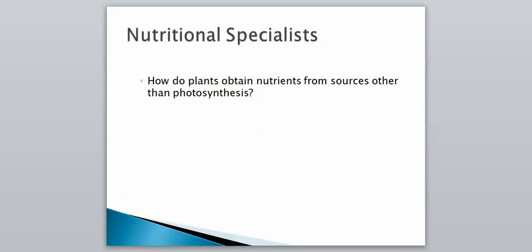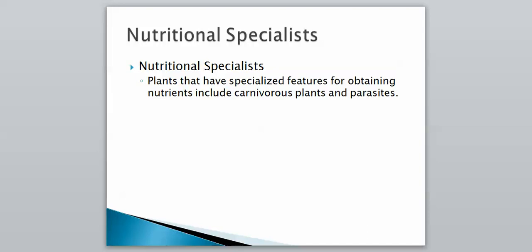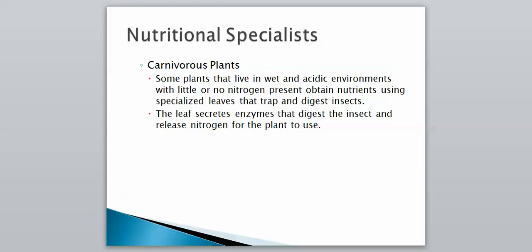Sometimes there are plants that do not photosynthesize to make their food, to make the sugars that they need to survive. And so there are some plants that have specialized features for obtaining nutrients that include carnivorous plants and parasites. We've talked about a couple of these before, but we'll get into some more specifics now. Our first are going to be carnivorous plants.